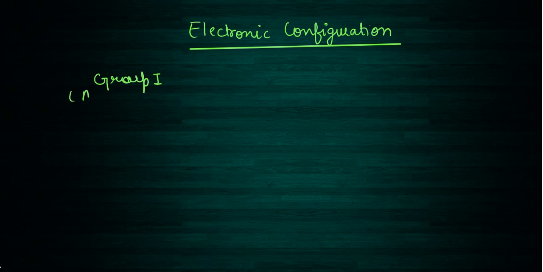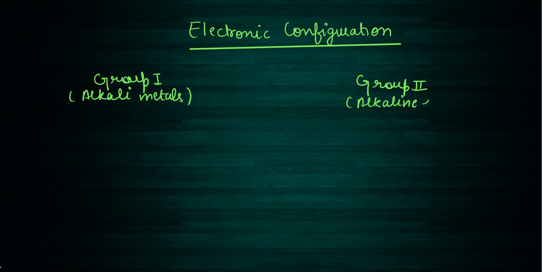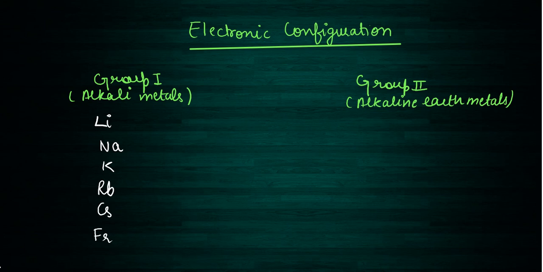Now, if I take group 1, which is also known as alkali metals, and I take group 2, which is known as alkaline earth metals. Now let us see what are the elements: lithium, sodium, potassium, rubidium, cesium, and francium. These are the elements which are present in group 1.